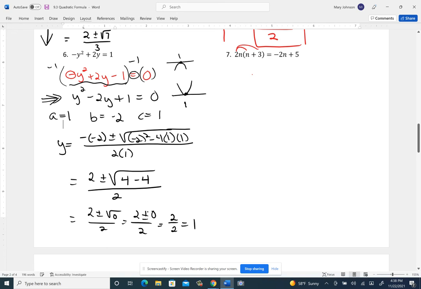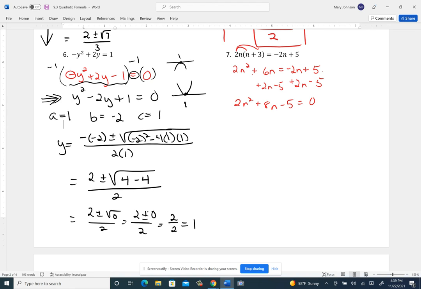With this one, I've got to do a lot of things. I need to get it in the right form. So I need to distribute. So that would be 2n squared plus 6n. Okay. Then I need to bring the 2n and negative 2n and the 5 over. I need a 0, don't I, on that right-hand side. So I'm going to add 2n and subtract 5. So I'm going to get 2n squared plus 8n minus 5 equals 0.